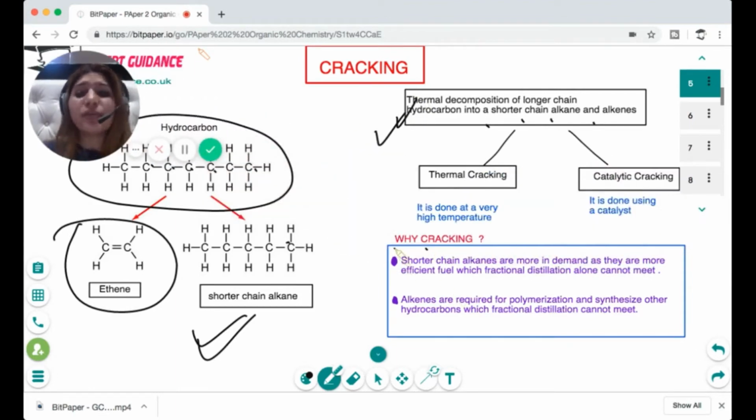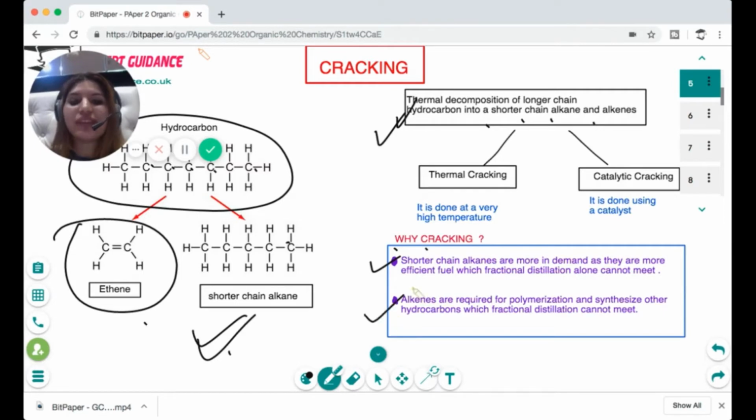So we do cracking because we need shorter chain alkanes, because shorter chain alkanes are more in demand as they are good fuels. Fractional distillation alone cannot fulfill the demand for shorter chain alkanes. The second reason we require cracking is that we need alkenes for polymerization, and alkenes are required to synthesize other hydrocarbons, which fractional distillation cannot give.